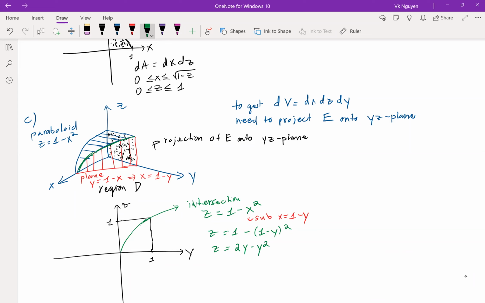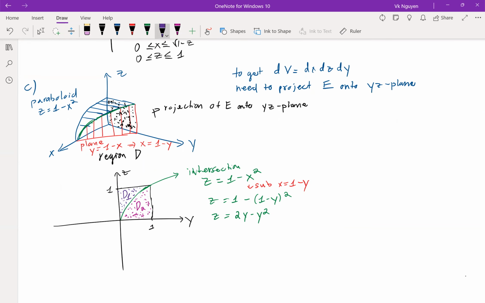So as you can see, there are two different regions. I'm going to call them D1 and D2. So region D1, of course, the dA is going to be dz dy, right? Z is going to be between, and Y is going to be between, right?